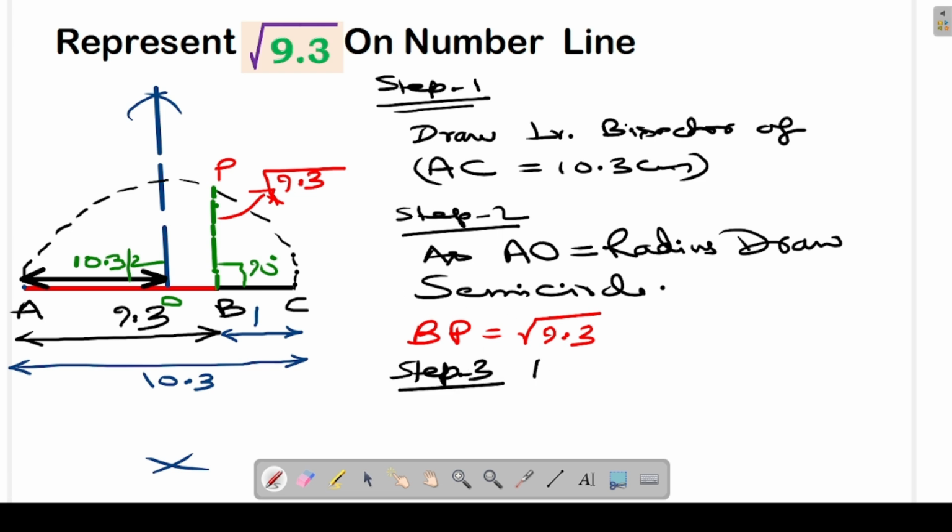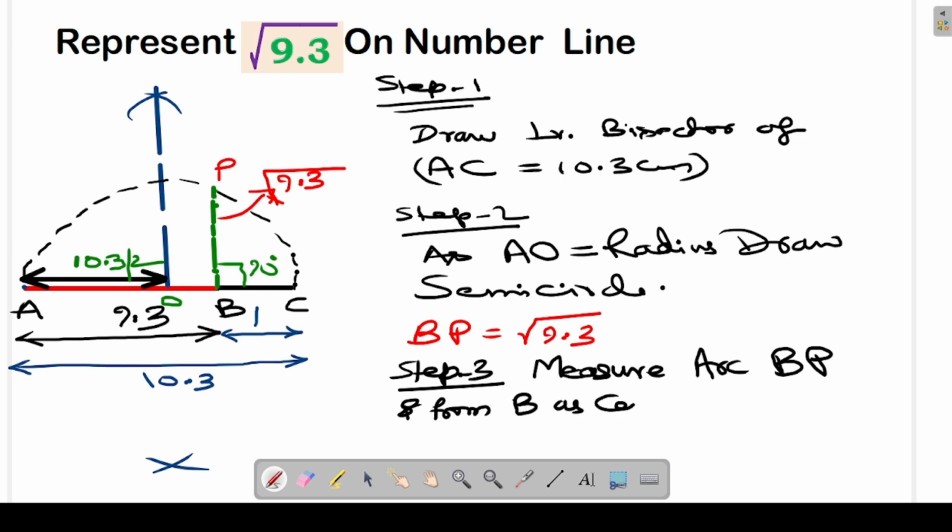Now coming to step number 3, measure BP. Measure the length of BP with your compass. Put the metal end of the compass on B and the pencil end at P. Just measure it, and keeping the metal end at B, mark the radius BP intersecting the extended line AC.